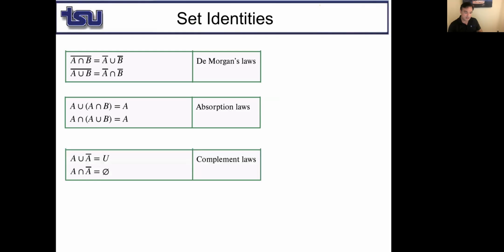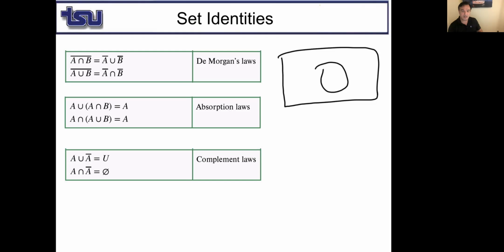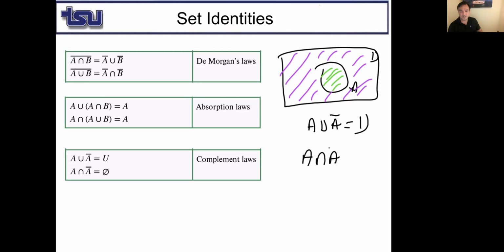And well, A and complement of A. If this is U, if this is A, complement of A is what? Here. And this is A. Therefore, A union complement of A will be what? Universal set. And A intersection A complement is obviously the empty set because they don't have any common elements.